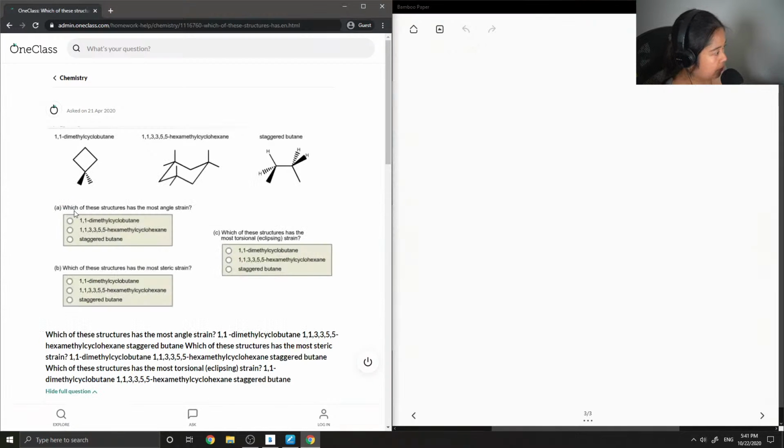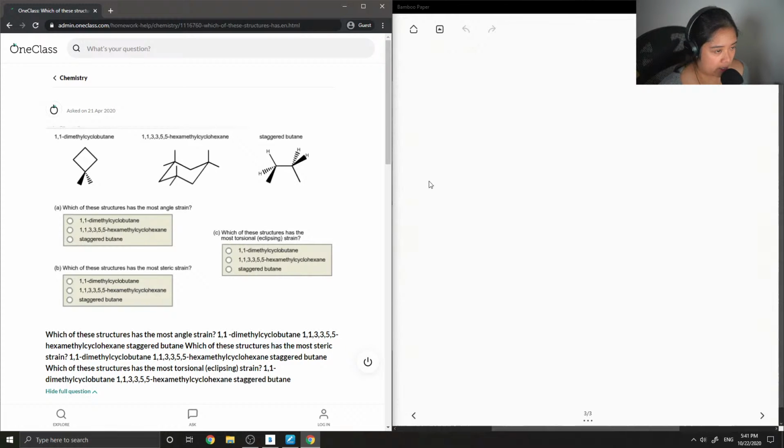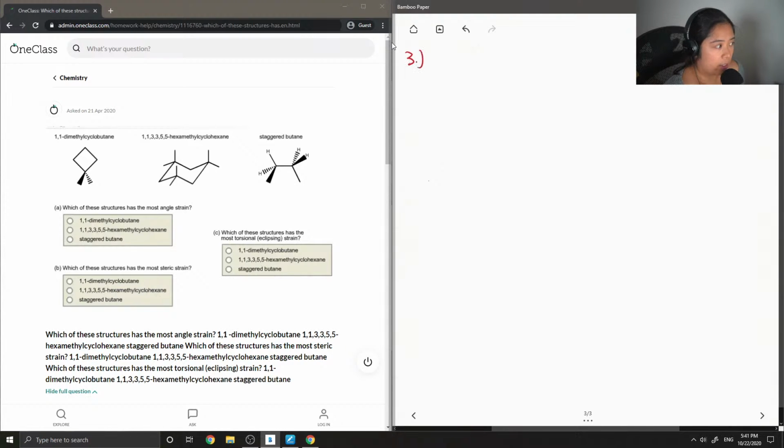Okay, so let's move on to question number 3. Which of these structures has the most angle strain? Which has the most steric strain? And which of these structures has the most torsional eclipsing strain? So let's draw out all these different molecules.